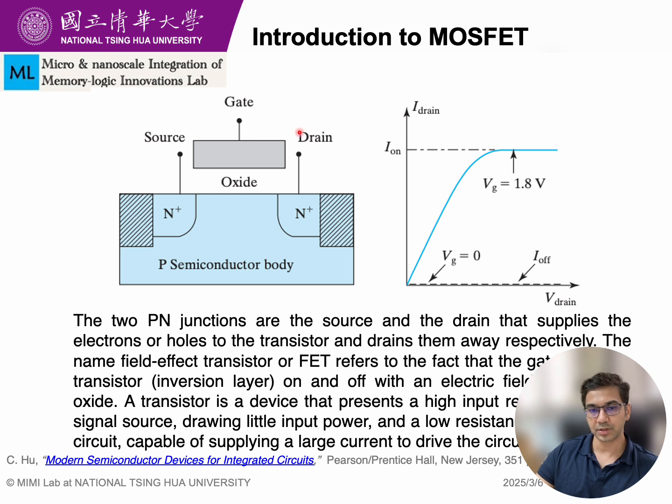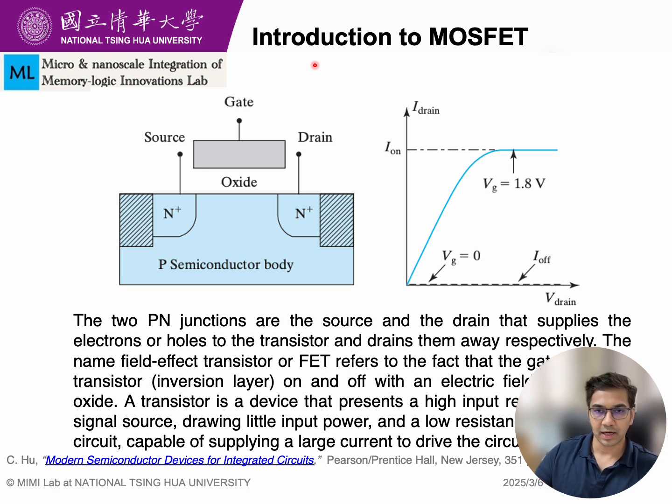When we apply some voltage over the gate, that creates an electric field which controls the channel region or the surface carrier polarity, as we have seen in the capacitor lesson, and the n plus regions will then supply the electrons to maintain the flow of current. As we can see here, when VG is 1.8 volt we have higher current, but when VG is 0 we don't have much current. So that's why the name comes here.